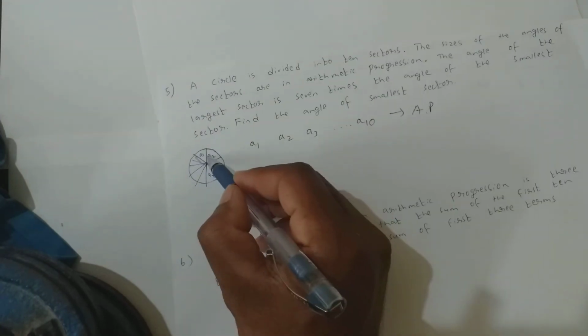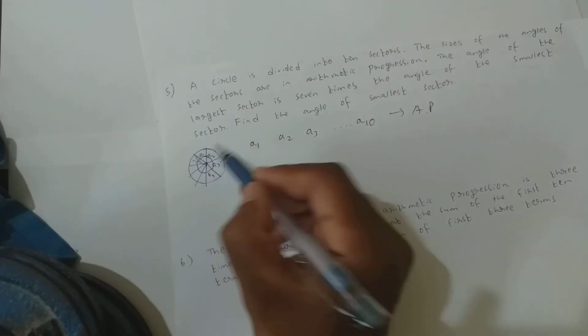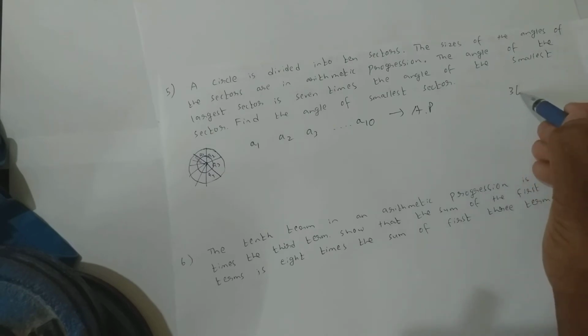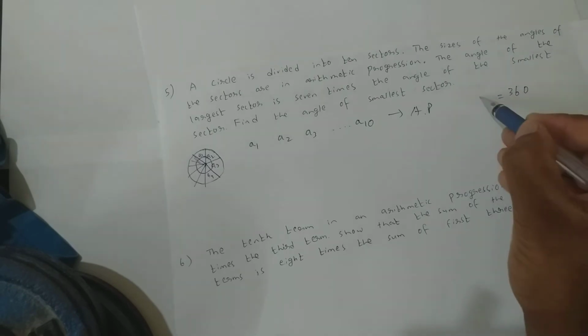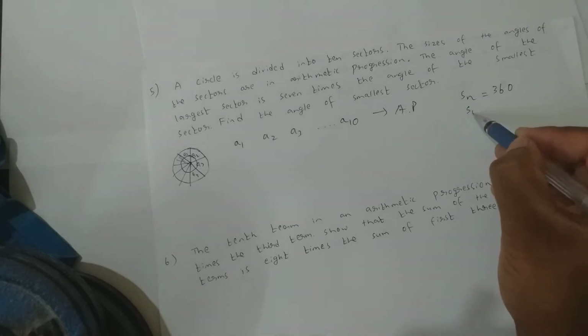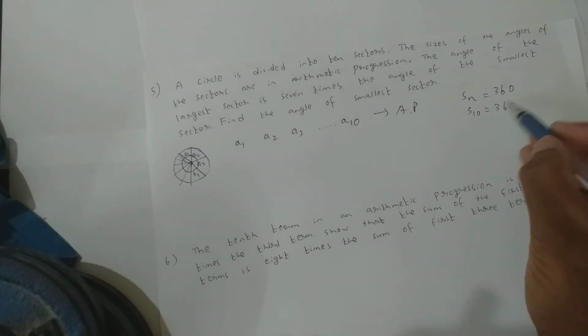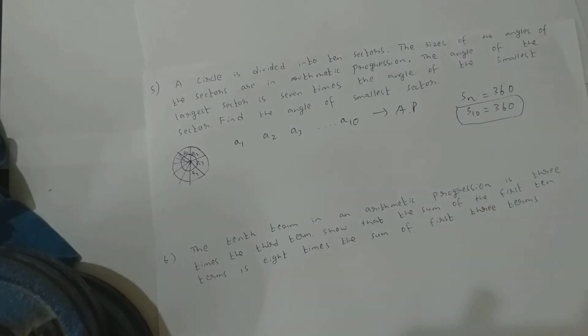Next, I know the sum of all these angles should be 360. So this 360 is nothing but my Sn. What is the value of n? S10. So S10 equals 360. This is what you need to deduce first. Clear?